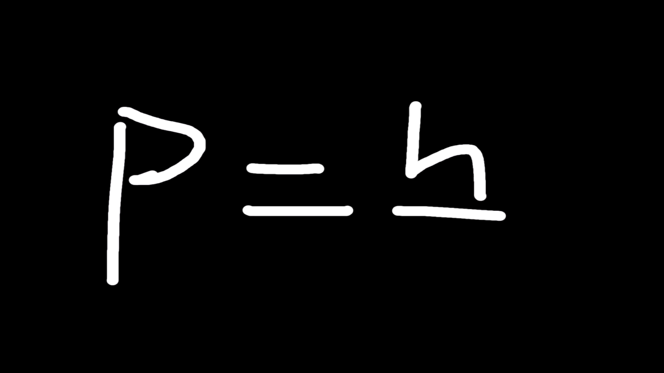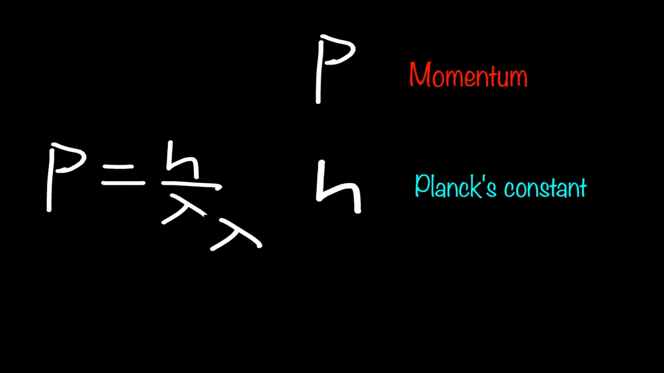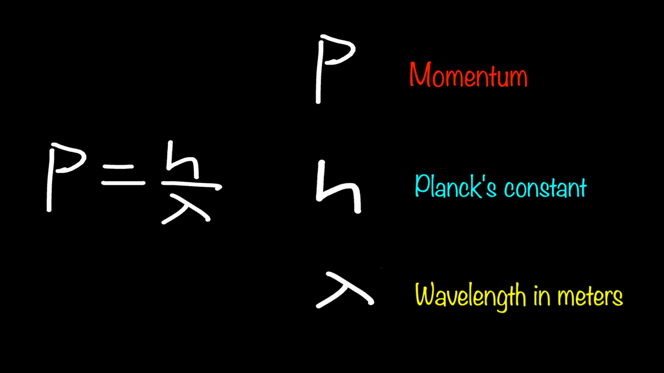Particles exist in a single place in space at any instant in time. On the other hand, waves can exist in multiple places at once rather than just a single point, since they're a disturbance in space. On a wave, we can also identify its wavelength, which is related to the object's momentum as seen in the equation P equals h over lambda. In this equation, P is the momentum, h is Planck's constant, and lambda is the wavelength in meters.